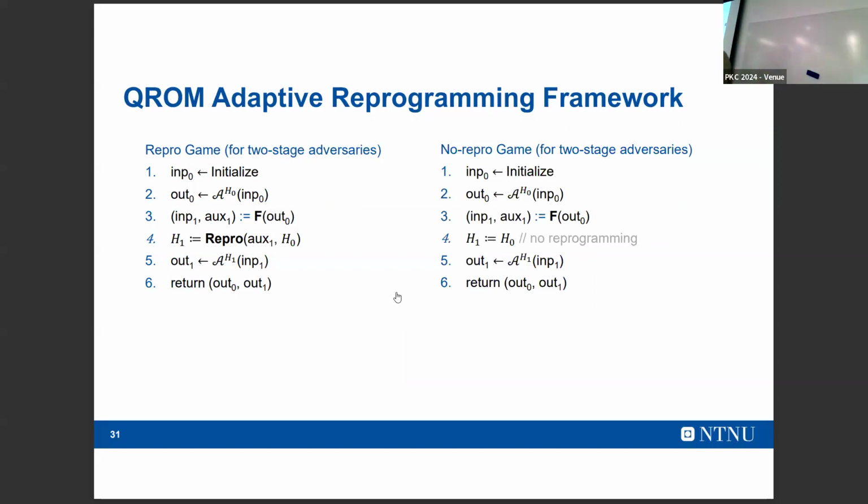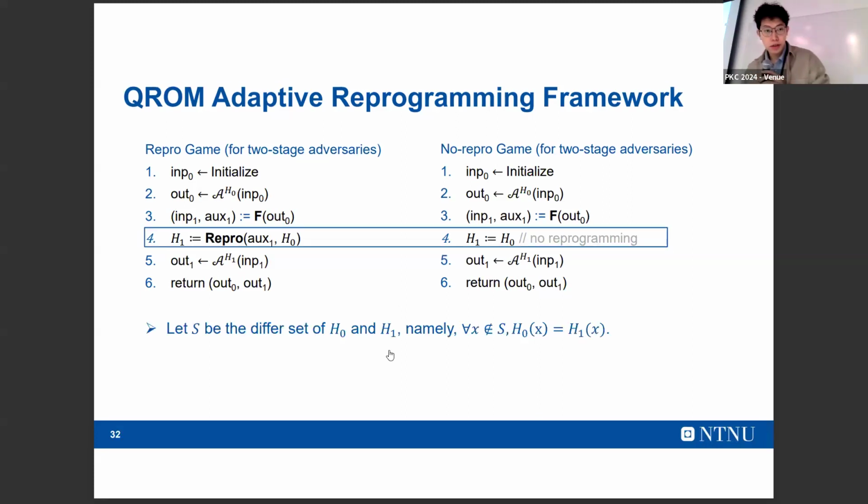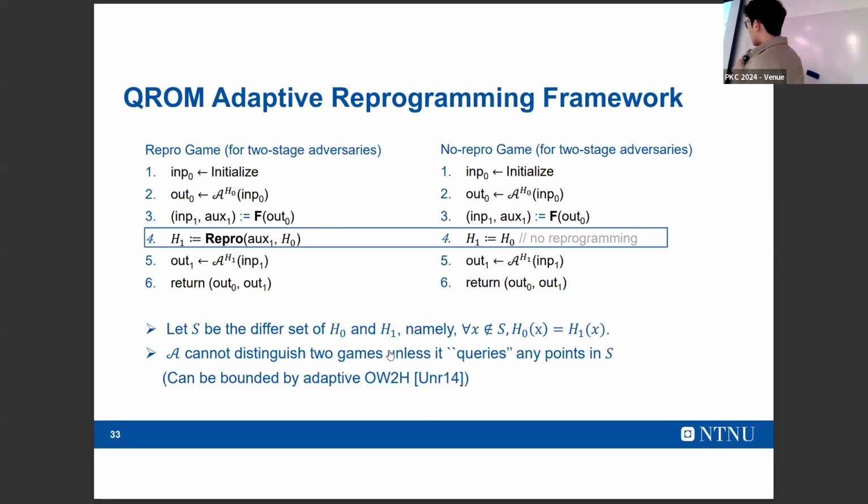Then we define the no-reprogramming game respectively. It is almost the same as the reprogramming game, except that here we do not do any reprogramming operation. To bound the probability difference between H0 and H1, we use the approach from one-way to hiding. We just consider a difference set between the oracles in these two games. Then we can say the adversary cannot distinguish the two games unless it queries the points in S. The term query here is very tricky because we use a very special way to define such a querying event, and this framework can be proved by the adaptive one-way to hiding.